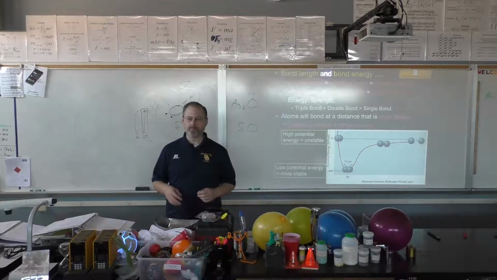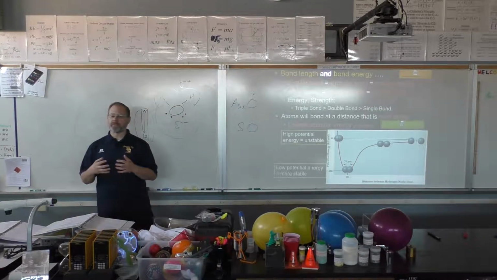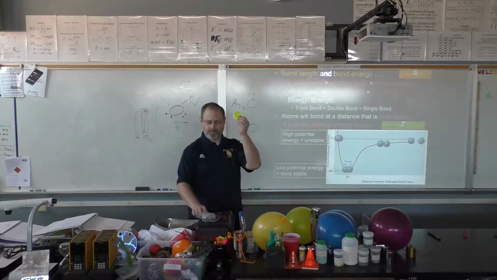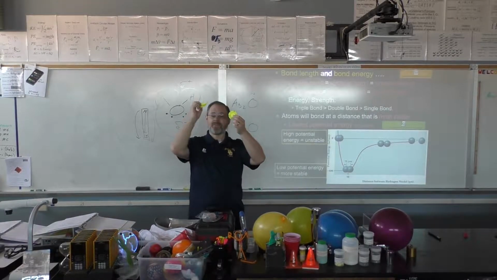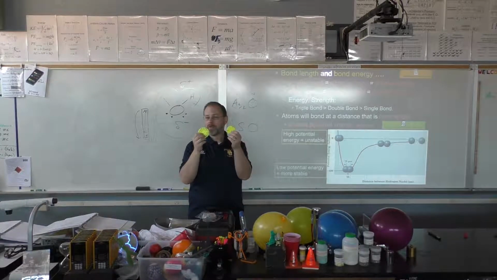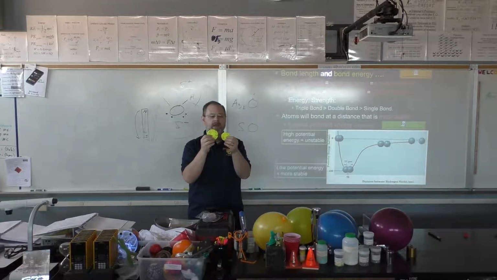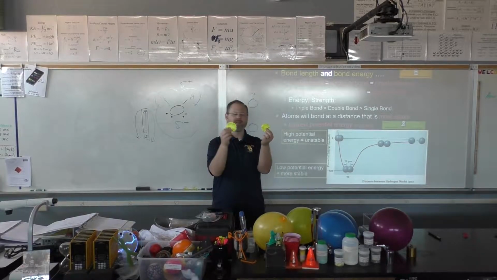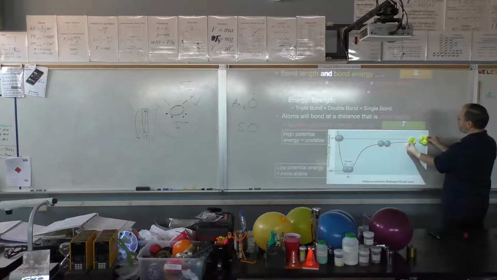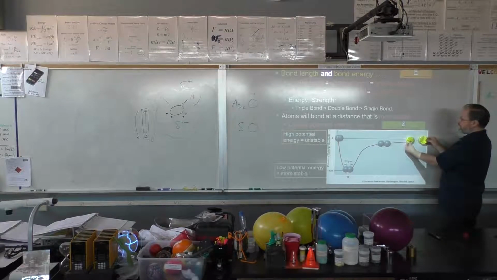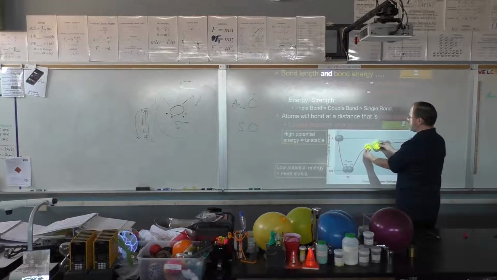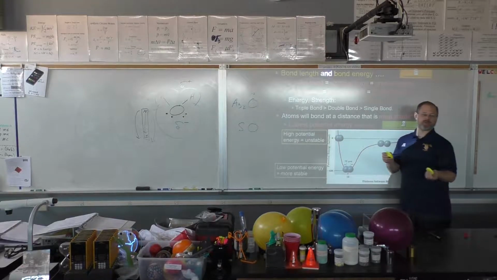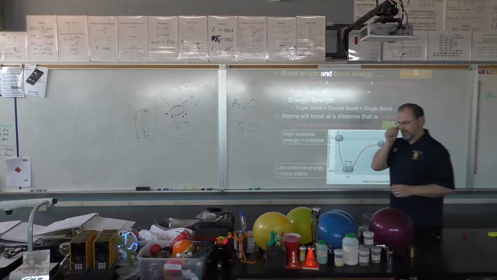And all atoms, this is the graph, all atoms will attempt to get to a distance that balances the attraction of this atom's nucleus for this atom's electron cloud, and this atom's nucleus for this atom's electron cloud. They balance. Now, if they're too far away, then this nucleus doesn't really see this electron cloud, and they are very high in energy. As they get closer, they get lower and lower in energy until they're just right. But if they get too close, then they start pushing away from each other. Does that make sense?